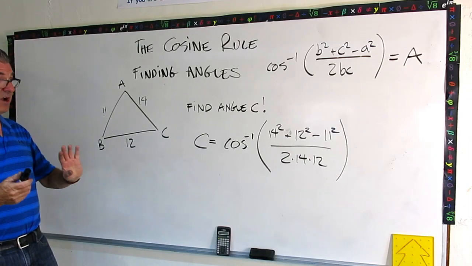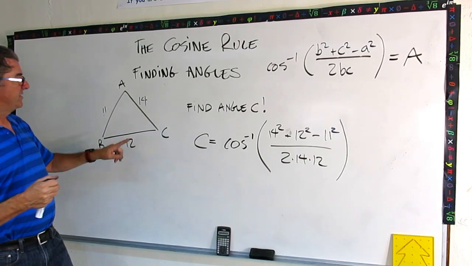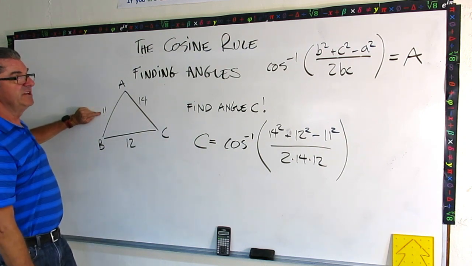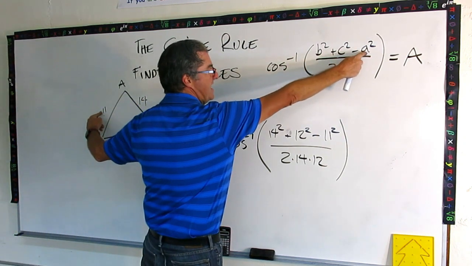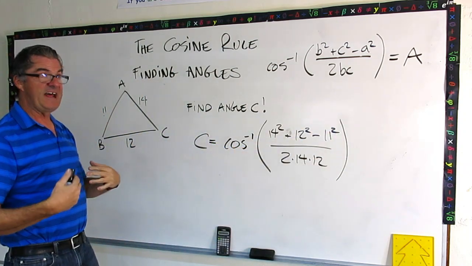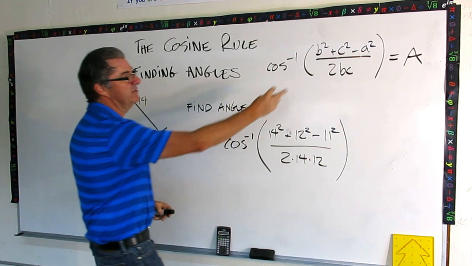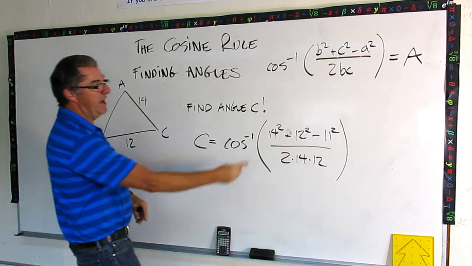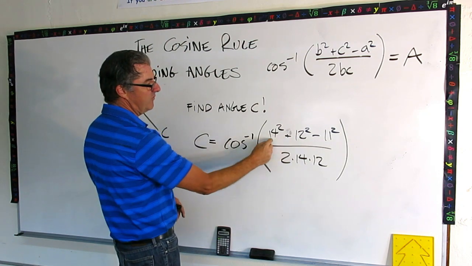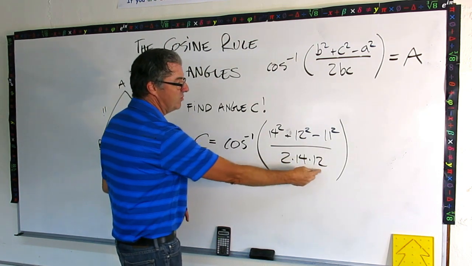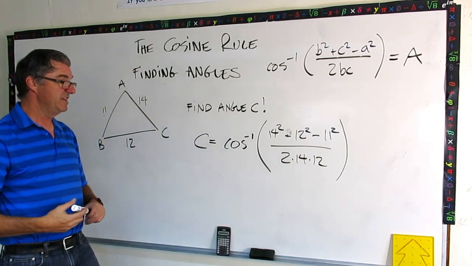So again, let's summarize that. The side opposite of the angle that we're after is the one that goes in the position for A. So that's here, that's the 11 squared. Once you've figured that out, the other two sides just get plugged in for B and C. So my other two sides are 14 and 12. So I have B squared plus C squared, 14 squared plus 12 squared, over 2 times 14 times 12. So that's what we need.